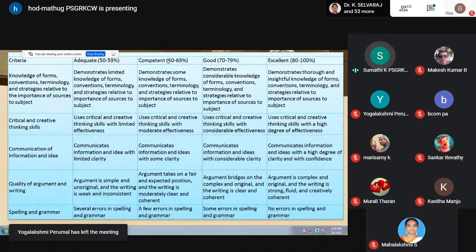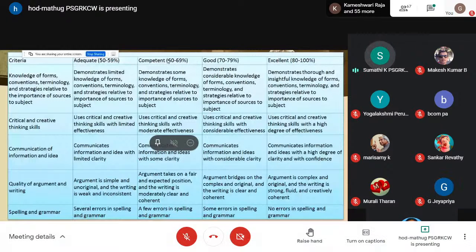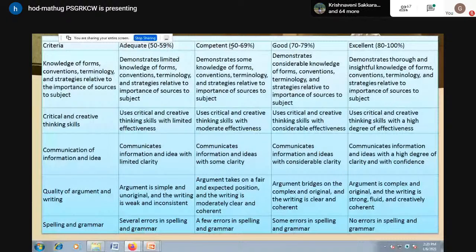Similarly, how well he has communicated the information, even though he has analyzed the data, he has analyzed the problem, everything he has done, is he good enough to communicate it in a very clear manner? If the information is communicated only with limited clarity, then only 50 to 59% will be given. And if the information is given with some clarity, then I will go for 60 to 69%. And if the communication and ideas are given with considerable clarity, then we will give him marks from 70 to 79%. And finally, if the student is exhibiting a very high degree of clarity and confidence, then we will give him 80 to 100%.